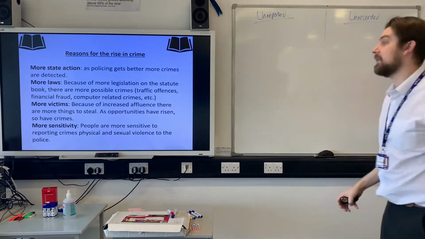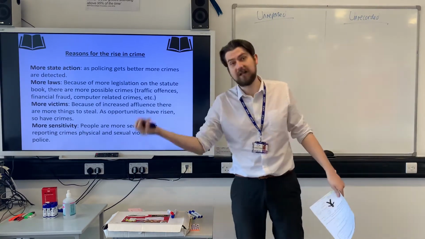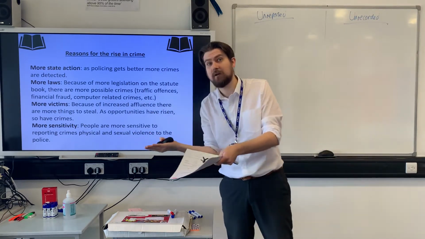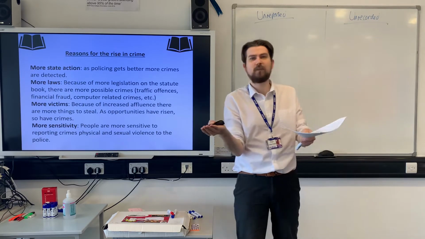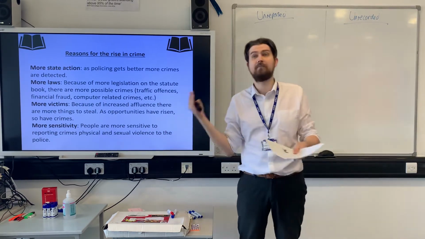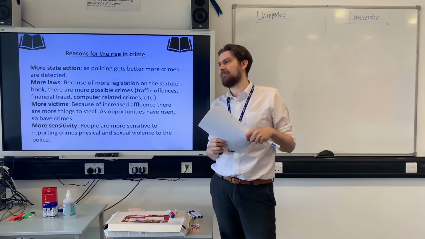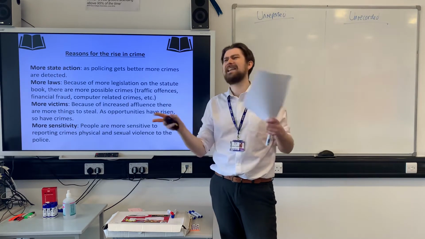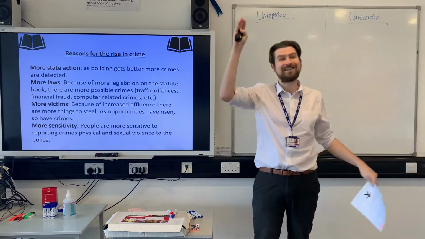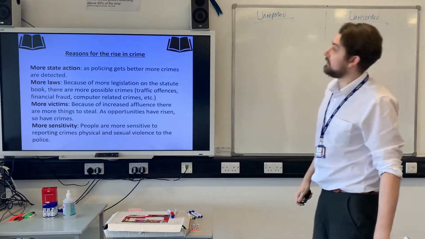And there's more sensitivity, so people are more likely to report crimes. We've seen the increase in crimes of sexual violence that might have been brought about by the Me Too movement, and the increase in male rape, which wasn't something that was down as a crime until 10, 15 years ago. I think it's about 8,000 cases of that every year, and that's steadily on the increase as well. So more sensitivity to these types of crimes.